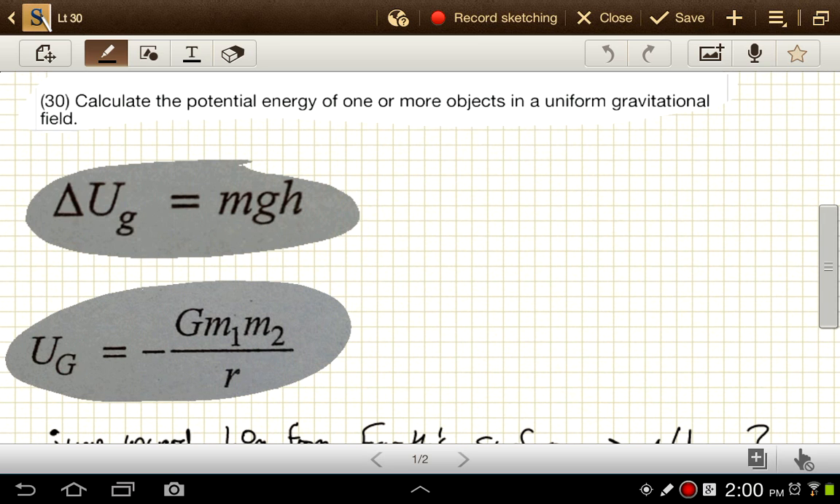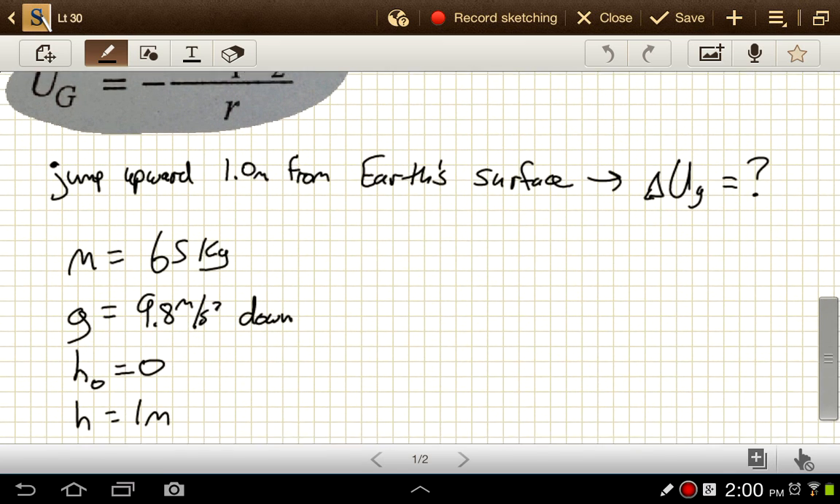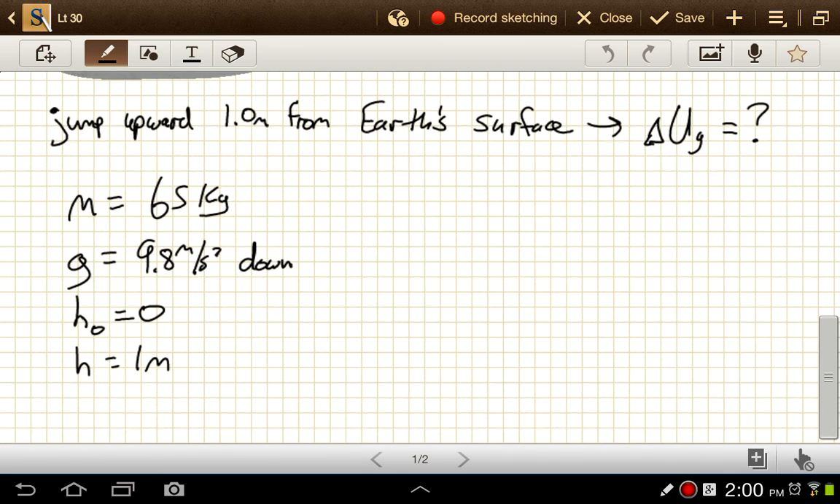Now, these two equations, since they're both for gravitational potential energy, they should give us the same results. So let's just check that works out. We'll do a simple case where we have somebody who's going to be jumping upward from Earth's surface. We're going to look at what their change in gravitational potential energy is when they jump. So we'll say this person has a mass of 65 kilograms. We know g, the acceleration of gravity, is 9.8 meters per second squared downward. The initial height, or h naught, we'll call 0 at the Earth's surface, and it's going to jump up 1.0 meters.